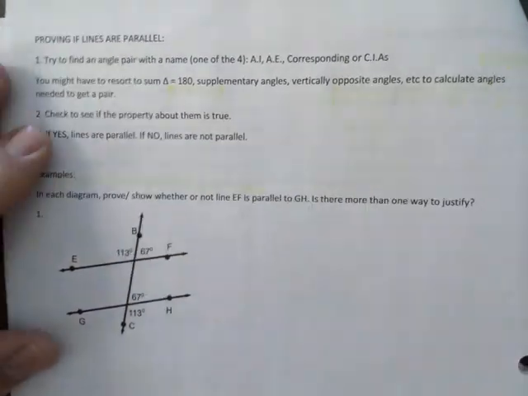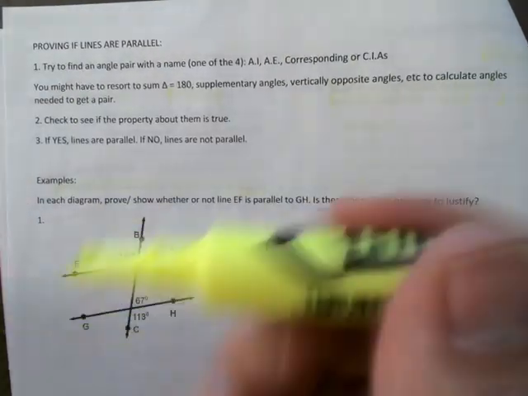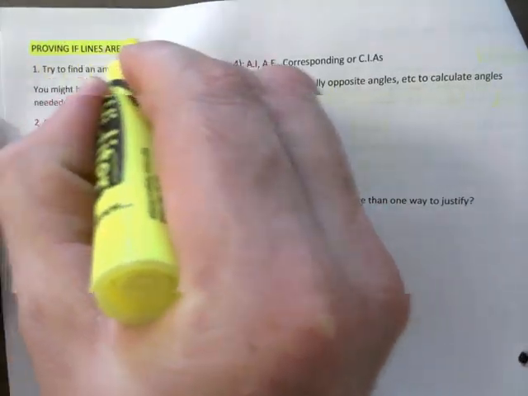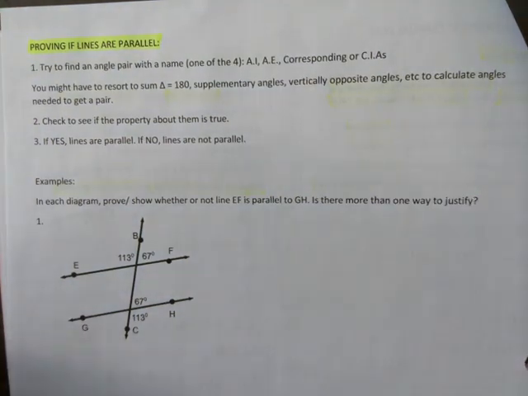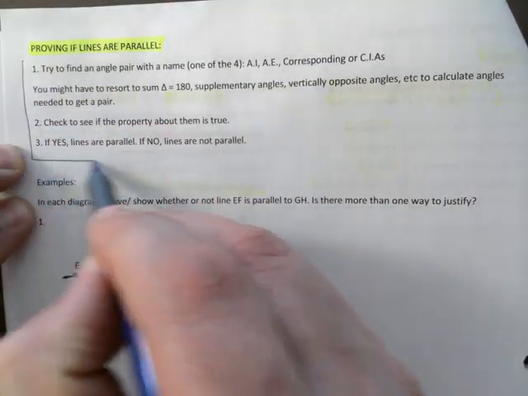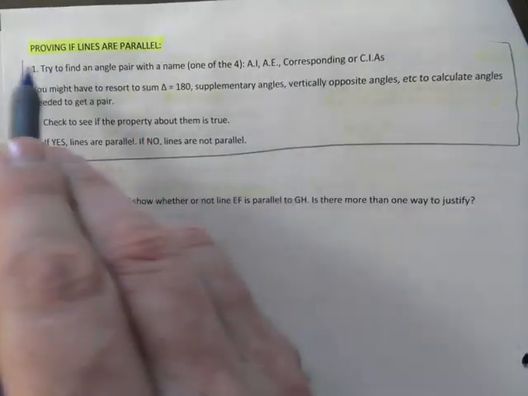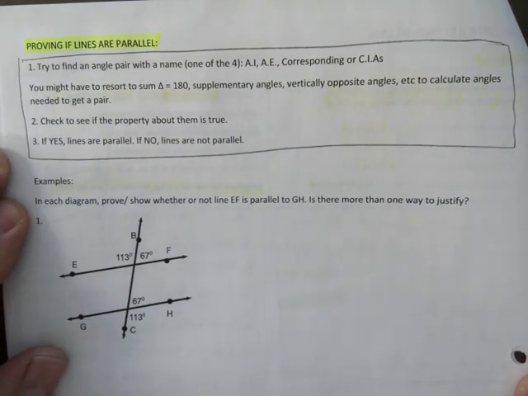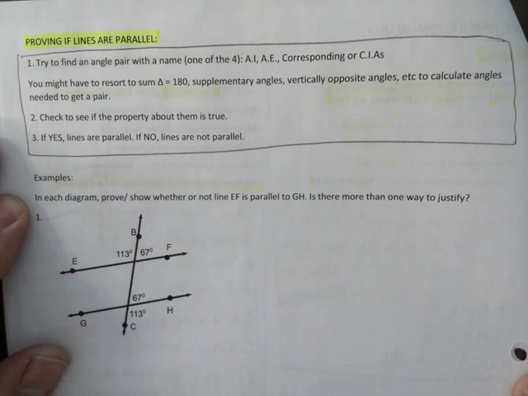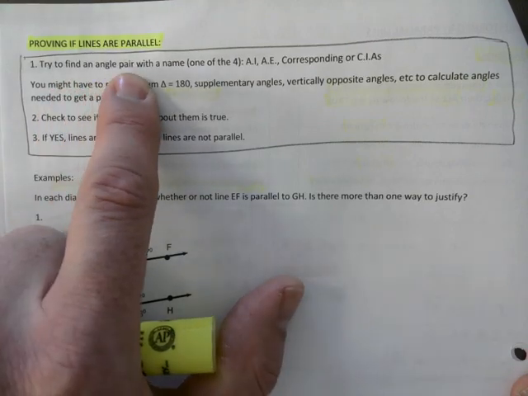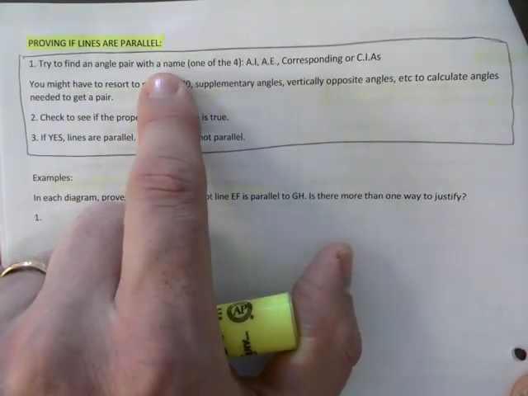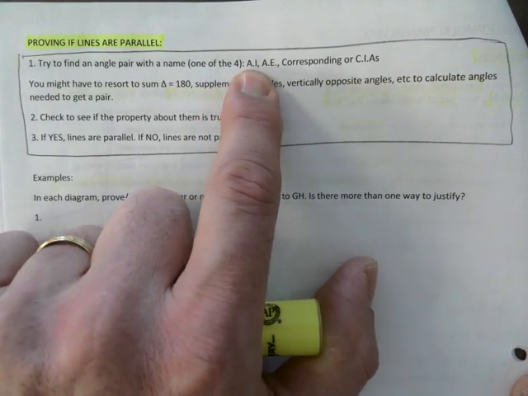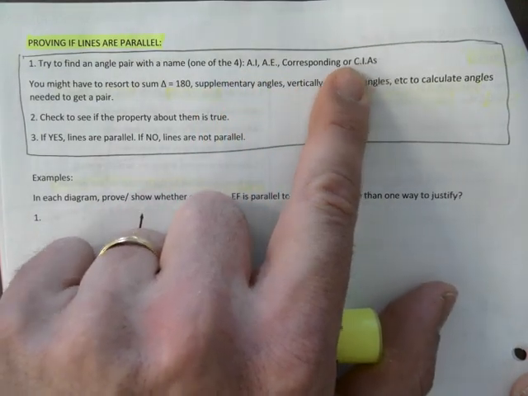Okay. I'm giving you some steps here for proving if lines are parallel, like if a question asks you for that. I'm going to box this in. How would you do that? You can't just look at the lines and say yes or no, like earlier, when it was very obvious. Try to find an angle pair with a name, one of the four: alternate interior, alternate exterior, corresponding, or co-interior.